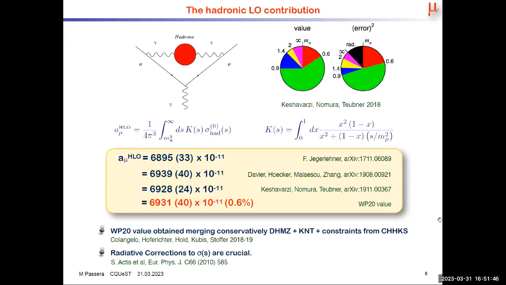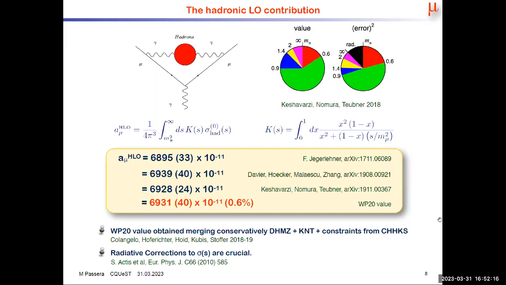How precise? Well, you see here. These are results obtained in the latest determination. The one that you see here is the white paper value. CWP20 is the white paper value. As you see, this value is about 7,000 in 10 to the minus 11. Remember, the experimental value for the muon g-2 has an uncertainty of 41 in 10 to the minus 11. Okay? So we need to compete with that.